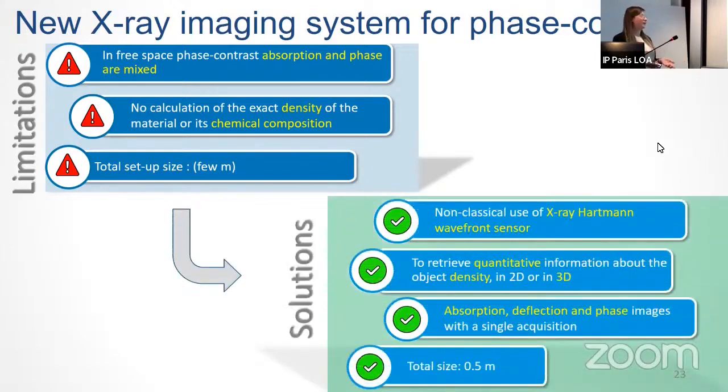So our solution is to use the Hartmann wavefront sensor for phase imaging. We want to be quantitative in the density and the chemical composition in 2D and 3D thanks to tomography. And we can retrieve with a single acquisition absorption, deflection, and phase maps. And the total size of our system is up to 50 centimeters.